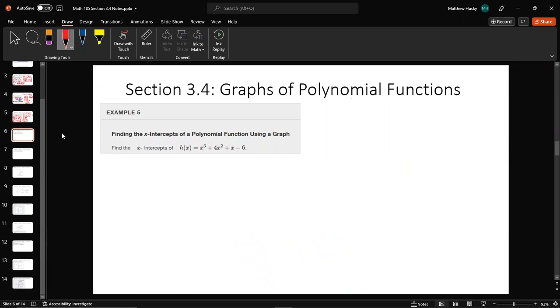All right, finding the x-intercepts of a polynomial function using a graph. So here's one where they straight up tell us, hey, you should make a graph. And I'll be like, right on, I can totally do that. So we're going to go, what is this? y equals x to the third plus 4x squared plus x minus 6. Okay, let's see. So here's what I'm actually going to do.